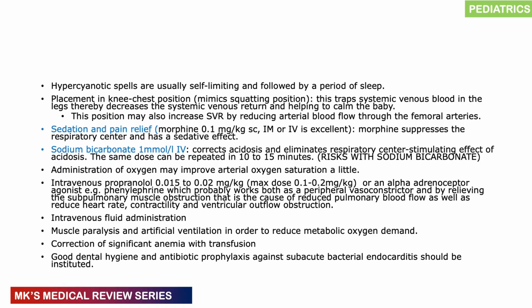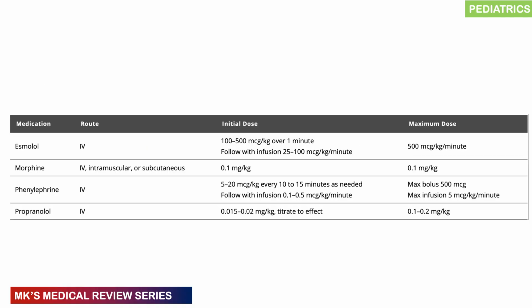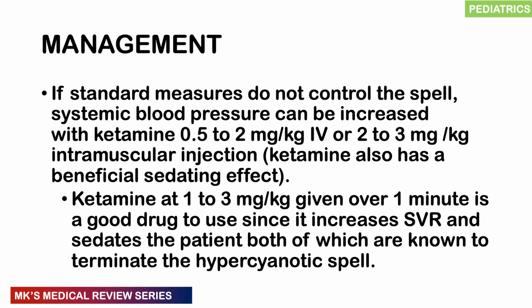We correct any significant anemia with a transfusion. Then, of course, there should be good dental hygiene and antibiotic prophylaxis because they are at risk of developing subacute bacterial endocarditis, so you make sure that you prevent this. Here's a table showing you the initial dose, the maximum dose, and the route of administration of esmolol, morphine, phenylephrine, and propranolol.